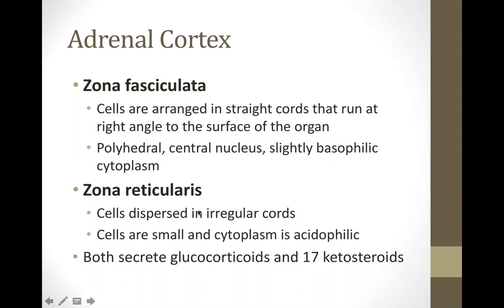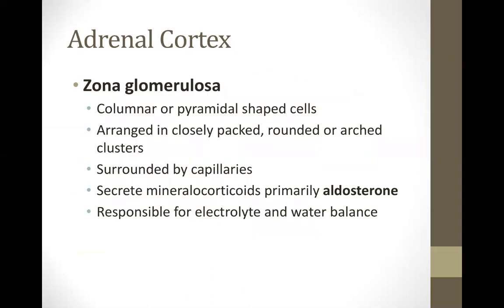While on the other hand, your zona reticularis secretes majority 17 ketosteroids and a little amount of glucocorticoids. Okay? But in the examination, they both secrete glucocorticoids and 17 ketosteroids. It only differs in how much. There are more glucocorticoids in the fasciculata, and more 17 ketosteroids in the zona reticularis. Okay? Understood? Okay, just memorize the hormones and the three zonas of the adrenal cortex.